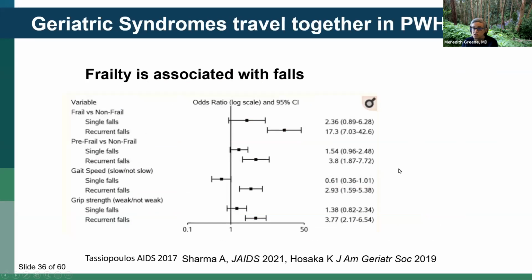But just to point out that geriatric syndromes also travel together in people with HIV. This is one example showing how frailty and falls are associated with each other, from a 2017 study. People who were frail compared to non-frail had much higher odds of having recurrent falls, and similarly, although with less effect, for pre-frail. I included some other references here, again showing associations with frailty and falls, as well as cognitive impairment and other geriatric syndromes.